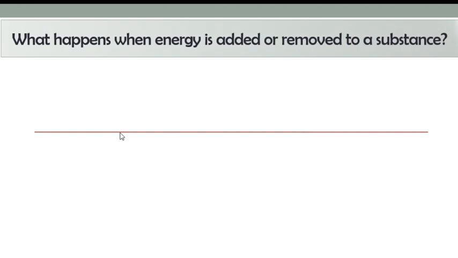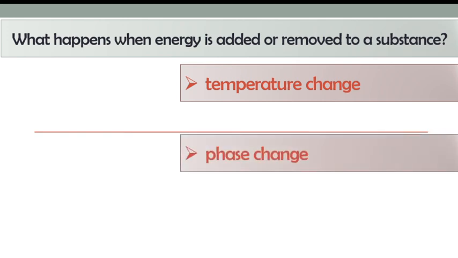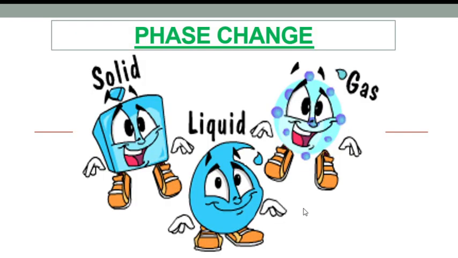What happens when energy is added or removed to a substance? A substance often undergoes a change in temperature. However, not all transfer of energy results in a change in temperature. In this case, physical characteristics of the substance change from one form to another, commonly called phase change. Today's topic is about phase change.